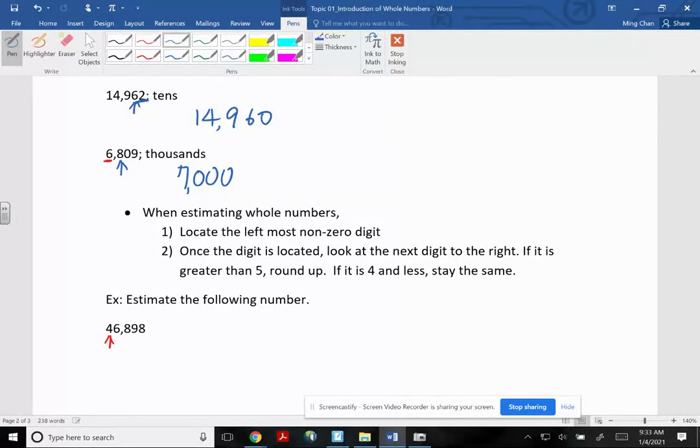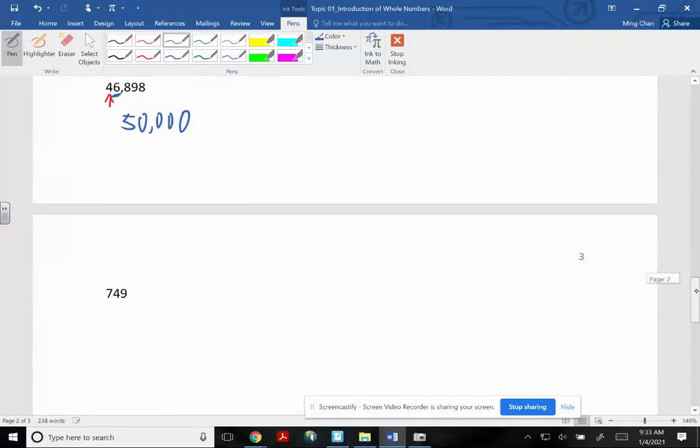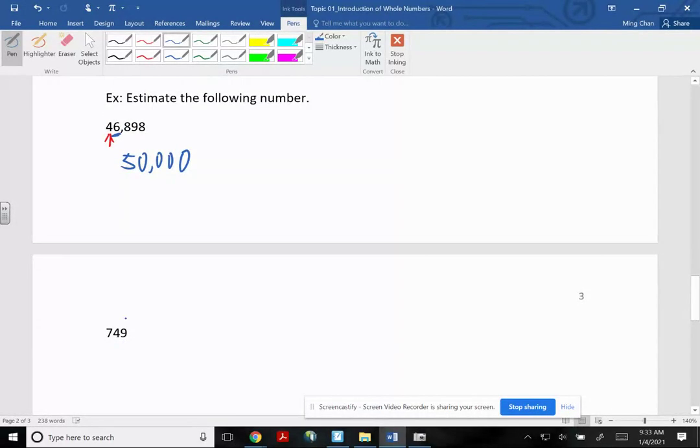So 4 is what I need to round. I look at the number to the right. The 6 will make my 4 go up to be 5. Everything else becomes 0. So that'll be about 50,000, estimated to be 50,000. Next, 749. The leftmost non-zero digit is a 7, and the digit to the right is 4. So you're not even worried about that 9. You only look at the digit to the right of the digit you're trying to round. So the 4 will make my 7 stay the same. So this is about 700.